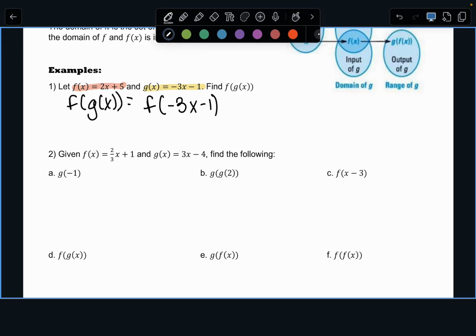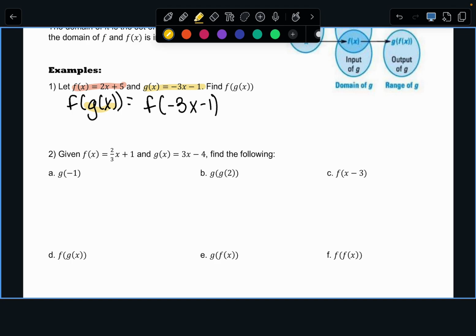All I did was replace this function with what it actually is. I'm rewriting it. Josh, yes. Why do we need the f on the left side still? Good question. The f is telling us which function it's going into. So if this was f of 2, I would take 2 and I would plug it into f. I'm going to do the same thing.